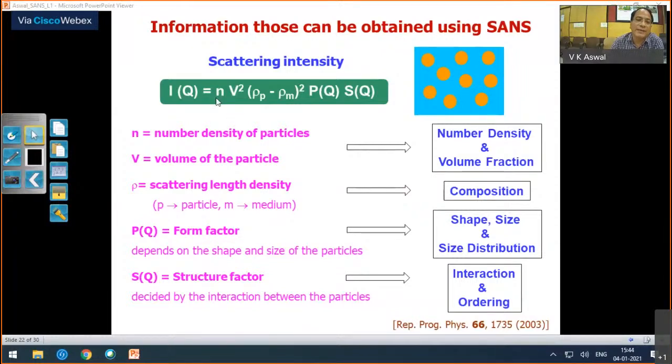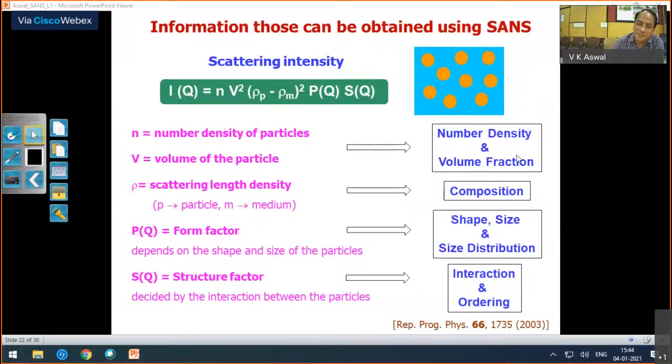And you already know that this is the scattering pattern. Your scattering intensity is given by this expression. So from this expression, what information can you get? This is very, very important. You should know. One is the number density of the particle. So n is the number density of the particle. It means you can get the number density. And V is the volume of the particle. So nV is basically phi, the volume fraction. So these are the things you can get, number density and volume fraction.